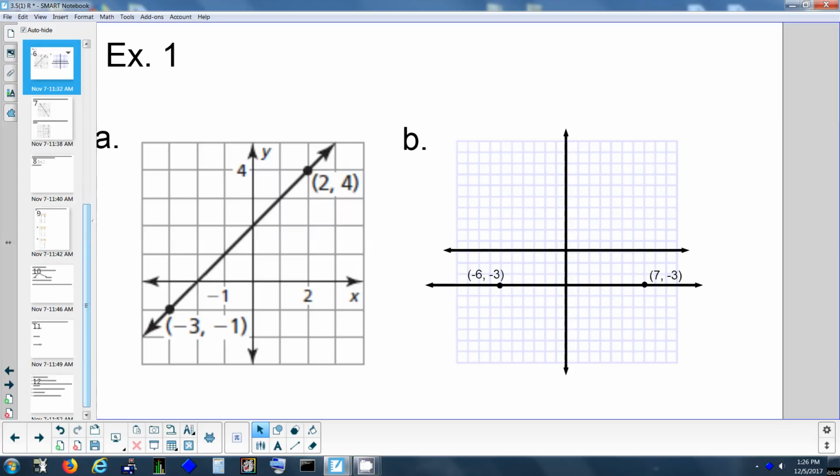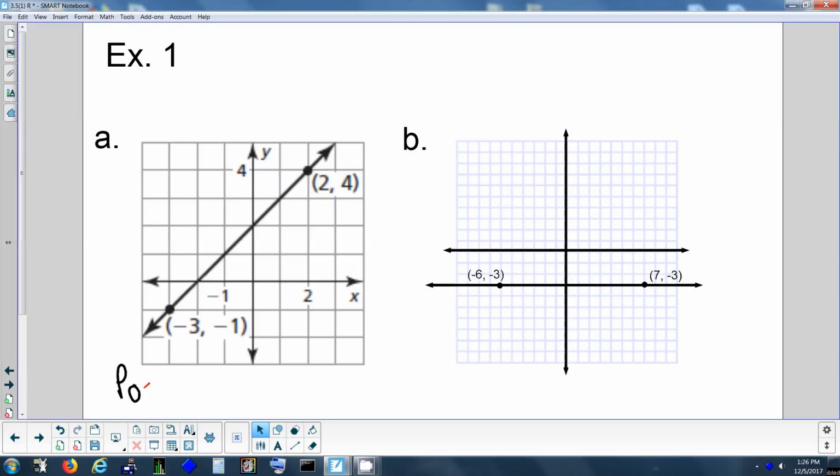So for example 1, someone tell me, raising their hand, describe the slope of that line. Gemini? Positive, right? It's going up to the right, so it's going to be positive. Now I actually have to find what the slope is. So it's positive. There's one coordinate, there's the other coordinate.